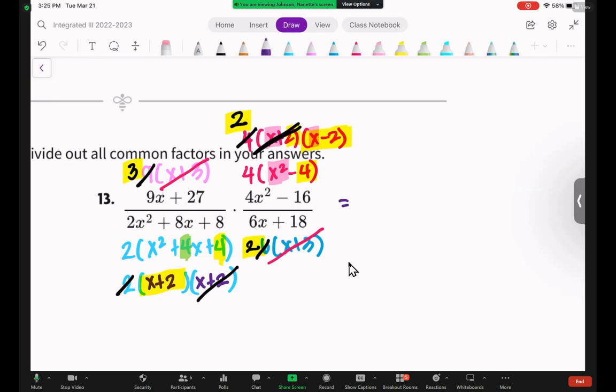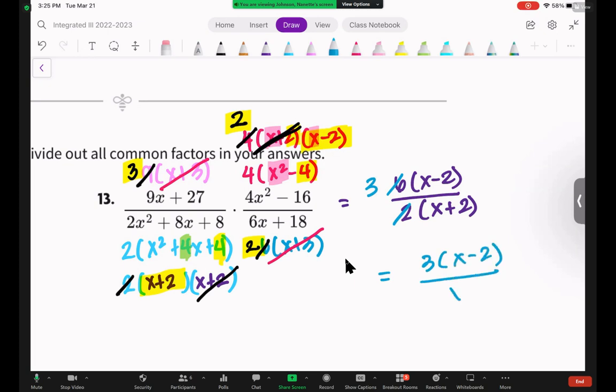So here's my answer so far. 3 times 2 is 6 parentheses x minus 2. And on the bottom, I just have 2 parentheses x plus 2. And then now I'm like, hey, I can simplify a little bit more. So I divide these out and I'm left with 3. So my final answer is 3 parentheses x minus 2 over x plus 2.